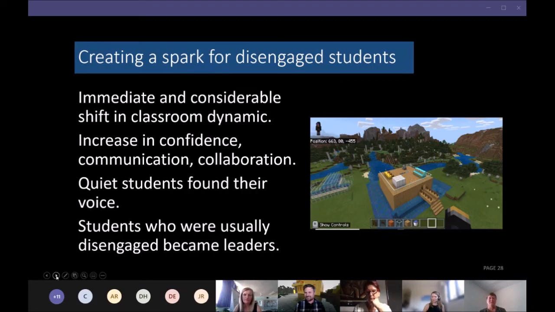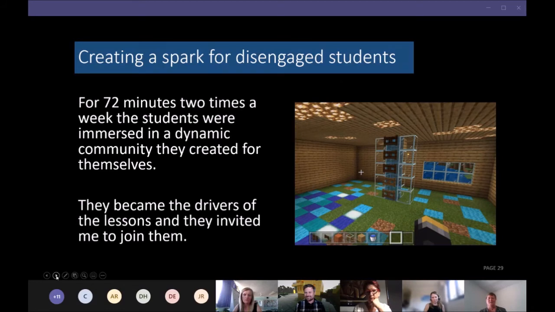Next slide, please. I also noticed an immediate and considerable shift in the classroom dynamic. Students had always been excited about digital technology classes, but now their confidence, communication and collaboration skills really started to shine. The quiet students found their voice. Students who had been disengaged and uncomfortable with their transition to secondary school became leaders in the Minecraft activities and also in game development.